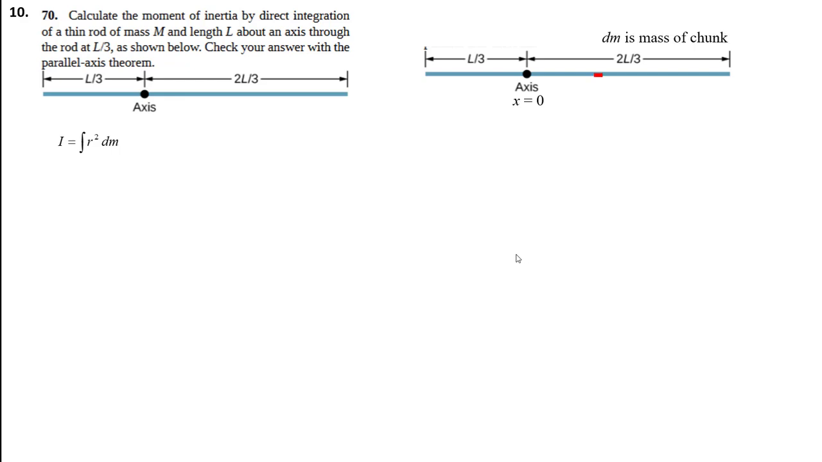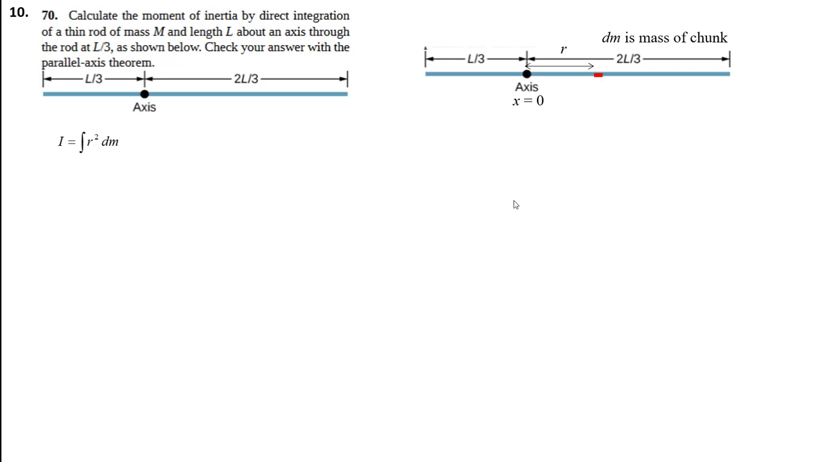Now that I've done that, let's look at a little chunk of mass. So right now, just hypothetically, I'm looking at this little chunk. We could have picked any chunk of mass to look at, but right now I'm just looking at this. What is dm? It is the mass. dm is the mass of this chunk. r is the distance from my pivot point to the chunk that I'm looking at.